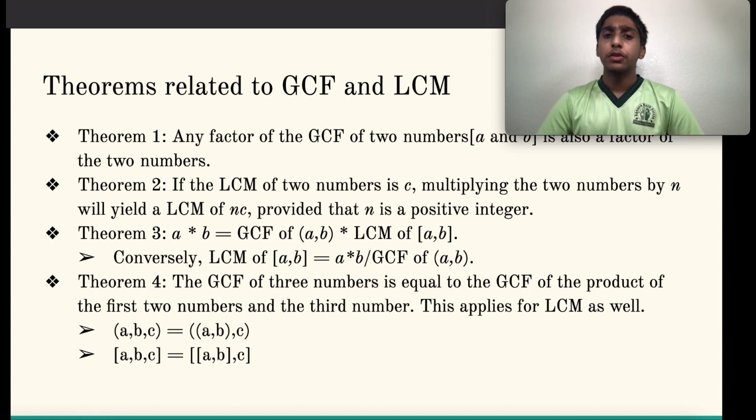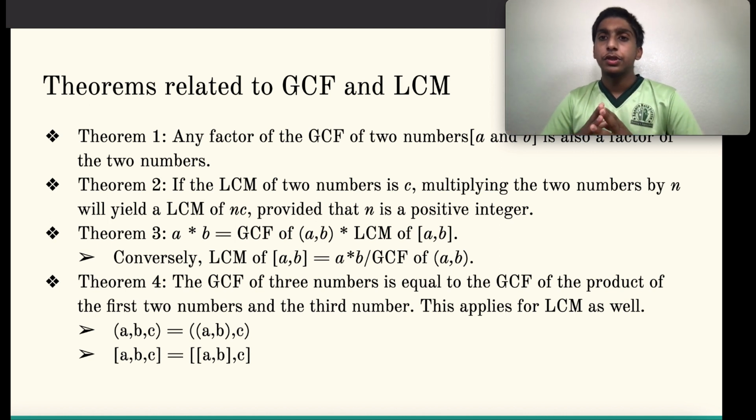Theorem 4. The GCF of three numbers is equal to the GCF of the GCF of the first two numbers and the third number. This applies for the LCM as well. As you can see, underneath that, I've given some examples. So if you have three numbers A, B, and C, you can find the GCF of A and B, and then find the GCF of C and the GCF of A and B.